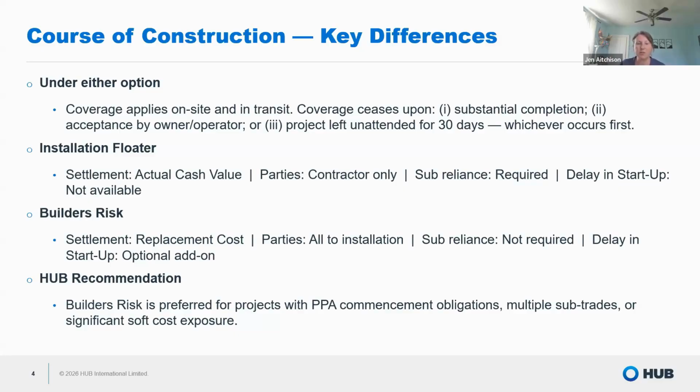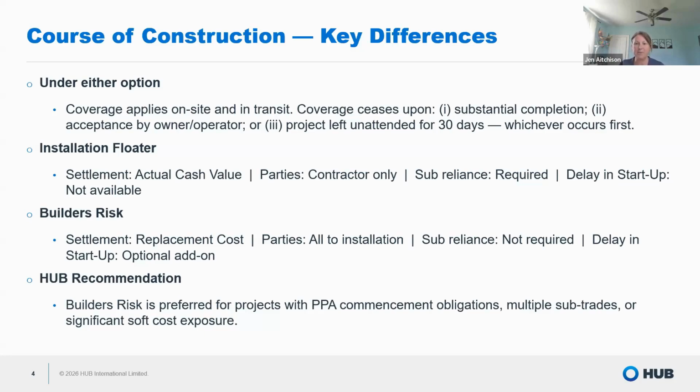When we're looking at a builder's risk, the settlement is replacement cost. It covers all parties to the project. They must be named on the policy, or you must ensure that the language of the named insured includes all parties to the project, including general contractors, subcontractors, engineers, owners, lenders, all of them to be covered within that policy. There's no reliance on making sure that your subcontractors have their own coverage. They are covered under that umbrella of a builder's risk. And delay in startup is an additional add-on. It also can include testing and commissioning, which is an important portion of coverage.